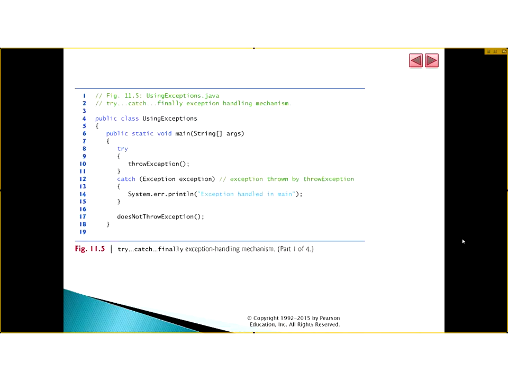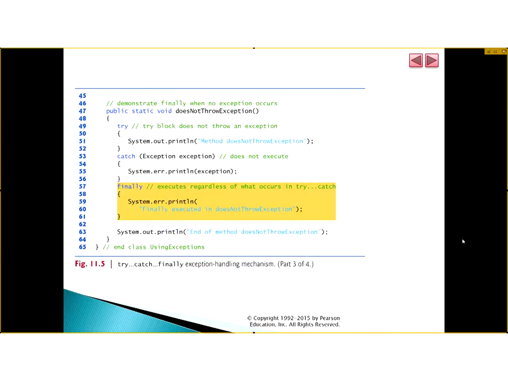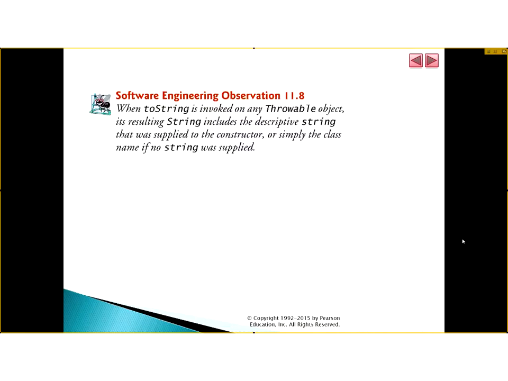So here's what we've got. He's got an example here in 11.5. Notice public static void main try, it just throws exception. It calls throw exception, which is a method. It catches the exception and prints out exception handled in main, and then calls does not throw exception. So if you look at this, here is his throw exception. It throws the exception, and he catches the exception, and finally will run. Here's does not throw exception, so the catch will never occur. Finally always runs. All right, I've said that enough. There you go. Enough about finally.